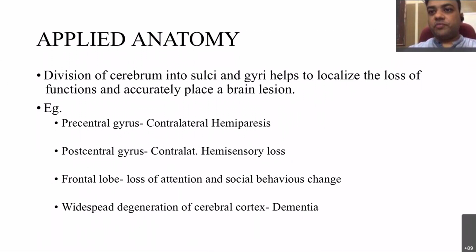Right, so these are the applied aspects related to the gyri. Whichever cortex is involved in the degeneration, obviously that will affect the body function related to it. So it is very important: if any body part is affected, maybe sensory loss or motor deficiency, then we have to first think about the higher center. It may be due to a lower center, maybe at the level of the spinal cord or peripheral nerve, but you also have to think about the higher center.